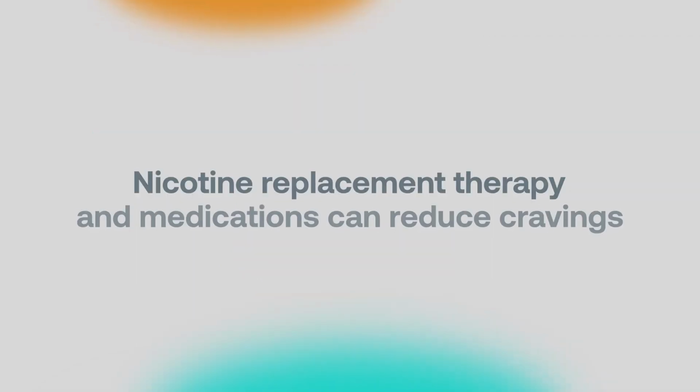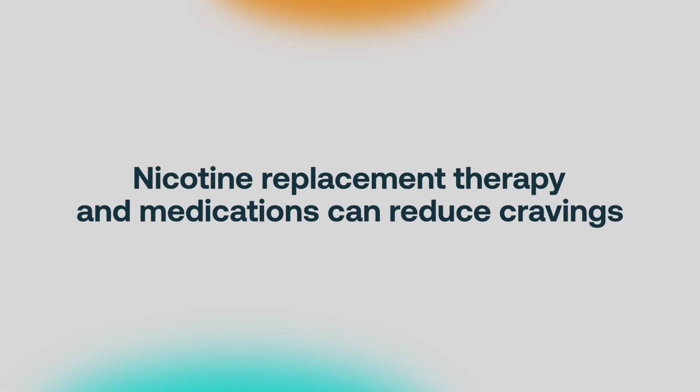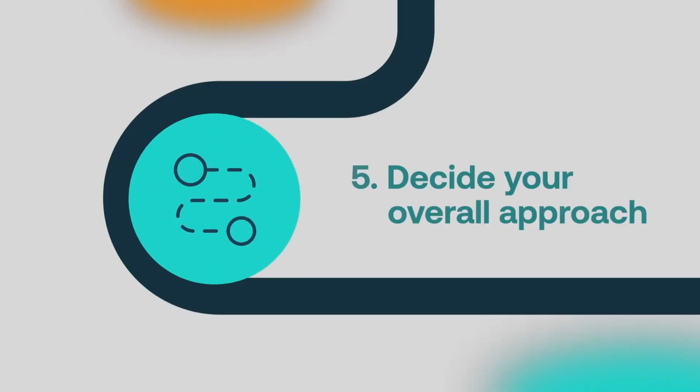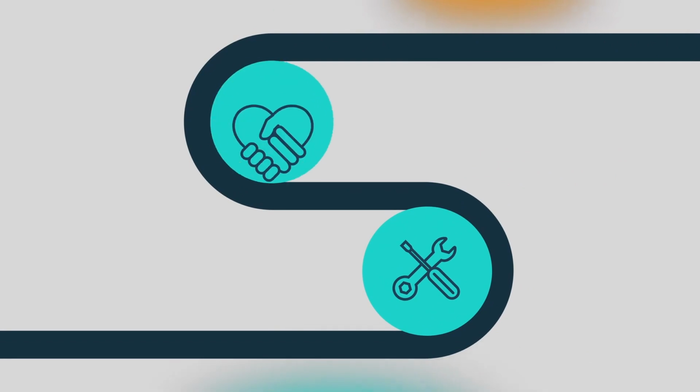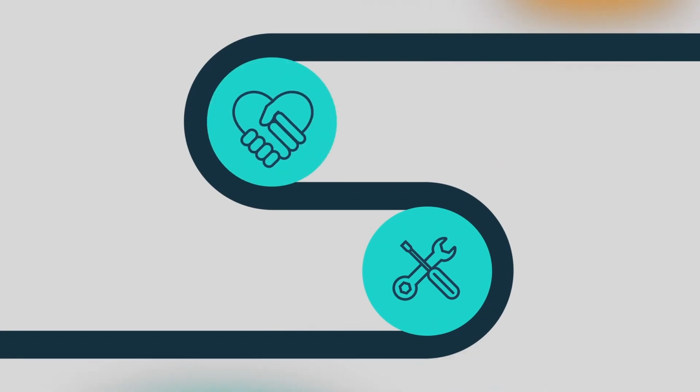Words appear. Nicotine replacement therapy and medications can reduce cravings. Nicotine replacement therapy and other medications can help reduce the frequency and severity of cravings. Words appear. 5. Decide your overall approach. And of course, you'll need to decide how you want to quit. 2 circular logos appear, one containing a wrench and screwdriver, and the other a pair of shaking hands. Combining the right tools and support can give you the best chance of success.